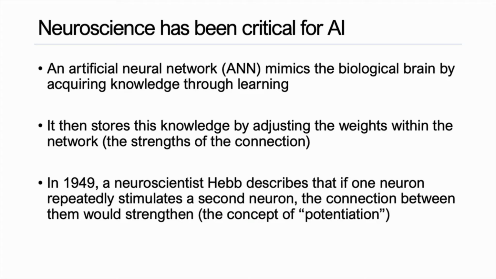And so neuroscience has been critical for the development of AI. The artificial neural network, or ANN, or we'll refer to them as neural networks for simplicity, mimics this aspect of biology by acquiring knowledge through learning, or what we call training in neural networks. It stores this knowledge by adjusting the weights within the network in a similar fashion to the strength of the connection. And a neuroscientist in 1949, Hebb, describes that if one neuron repeatedly stimulates a second neuron, the connection would strengthen.